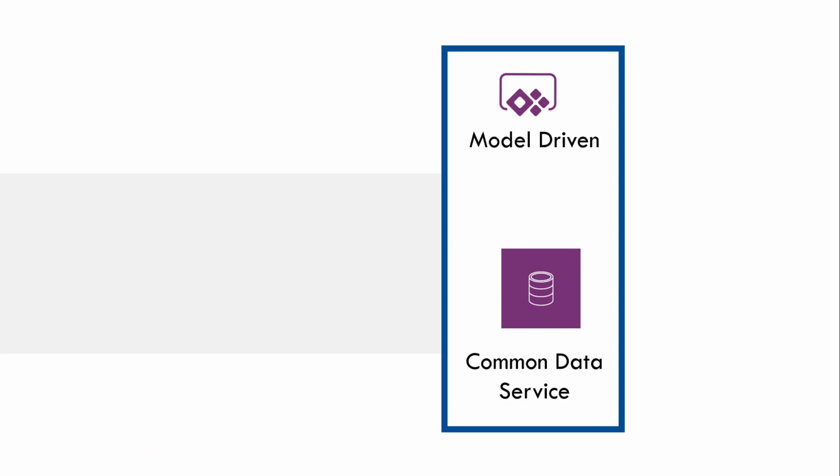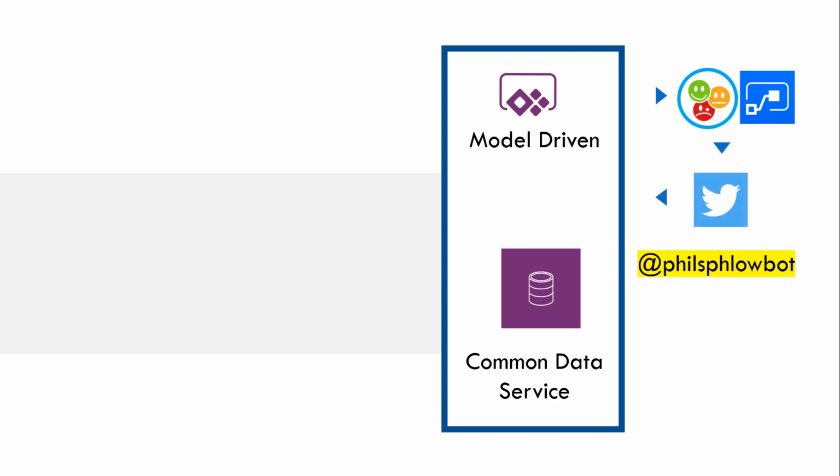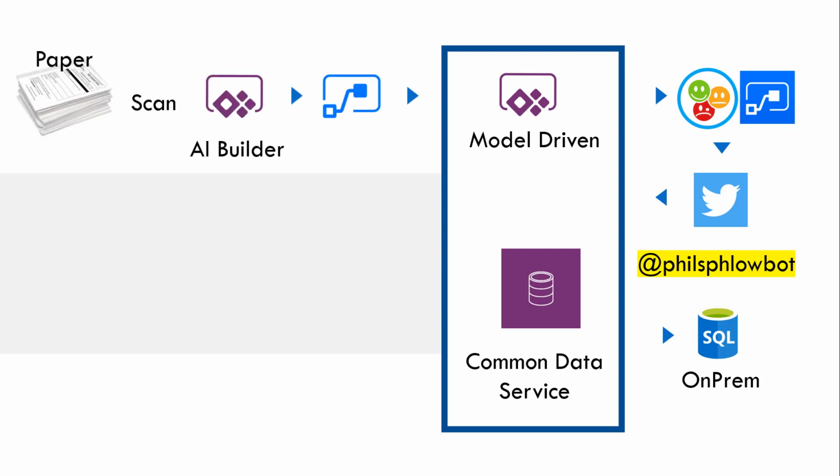We're going to build a model-driven app from scratch on the Common Data Service. And then we need something for these forms to automatically do when they're submitted. So we're going to use sentiment analysis and look at the sentiment of the tweet. If it's a happy tweet, we're going to tweet it automatically. Otherwise, we'll send it through approval before it's tweeted. And then we're also going to log every tweet in an on-premise database, just because I think it's important to consider legacy system integration, and that's so easy in the Power Platform.